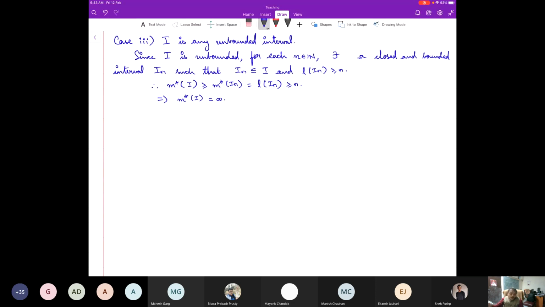So here is an important property for the Lebesgue outer measure. I'll put it as a lemma, but still the proof is quite easy.